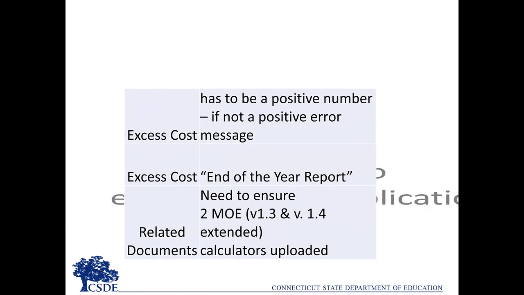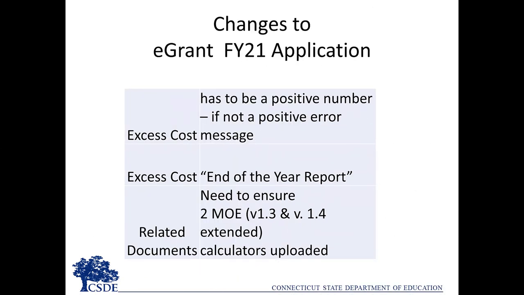Excess costs has to be a positive number. Remember that when you're talking maintenance of effort, we're talking about your special education budget. When you're talking excess cost calculations, and this is excess cost in the grant in relationship to the section of the grant, you're dealing with your general education budget. You're then backing out some of the special education numbers around your 611 and 619. That number has to be positive.